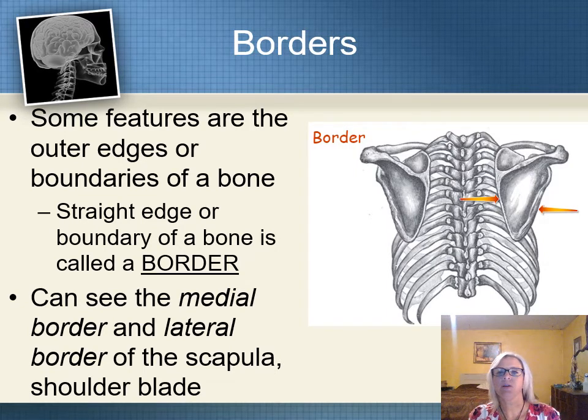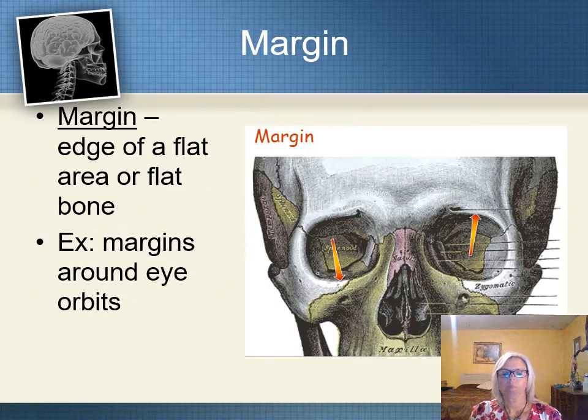You can see we have a medial border. So medial means what? To the midline of the body, or middle. And so you can see here, this would be the medial border. And then we also have a lateral border, and this is the scapula or your shoulder blade. So lateral would be the border that goes to the outside. Another feature or description we can have is a margin, and that's basically the edge of a flat area or bone. And that one really makes good sense, the margins around the eye orbit.